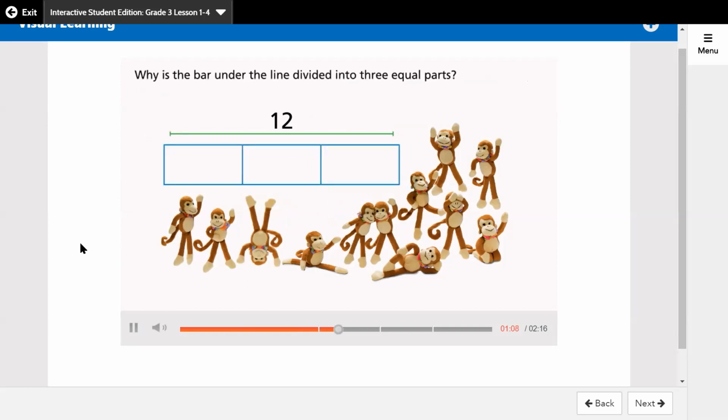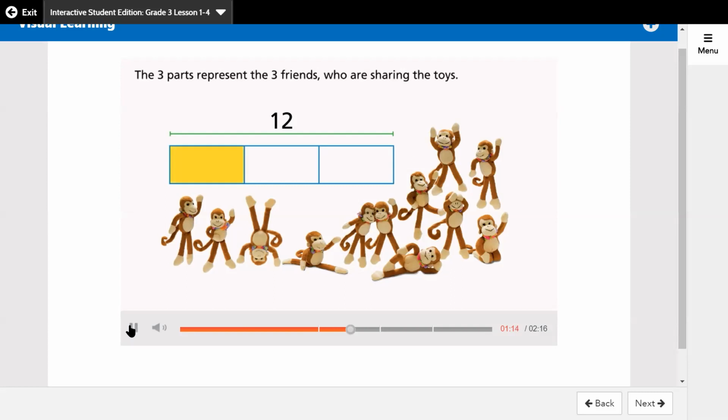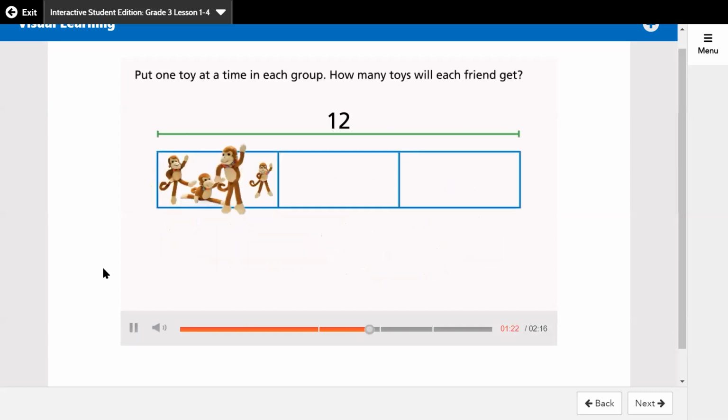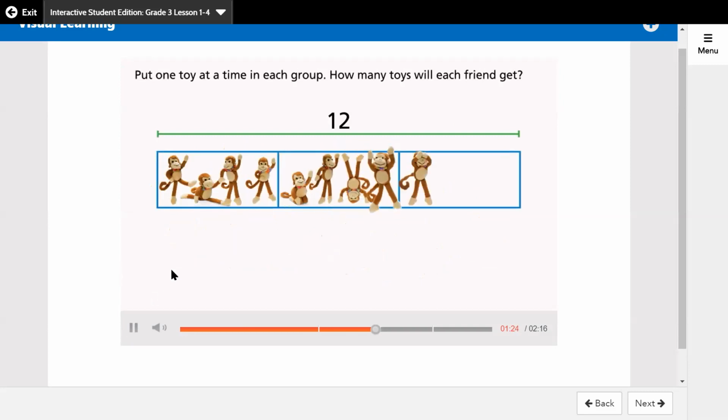Why is the bar under the line divided into 3 equal parts? Well, our question asks us to divide it into 3 equal parts because there are 3 different friends. The 3 parts represent the 3 friends who are sharing the toys. Put 1 toy at a time in each group. How many toys will each friend get?